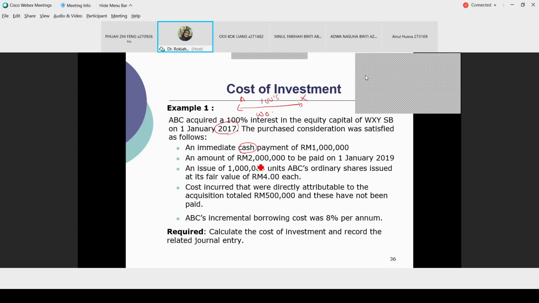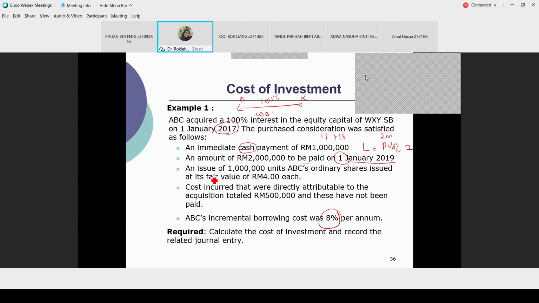Amount of 2 million to be paid on 1st of January 2019. So this is a liability, so you need to present value this amount, 2 million. The I here is given as 8%, and the N here is 2 years. Why is this 2 years? Because you have 2017 plus 2018, and then it is going to be paid on 1st of January 2019, so N here will be 2 years.